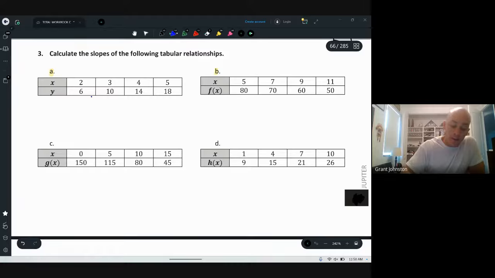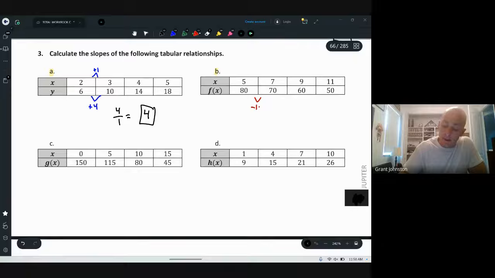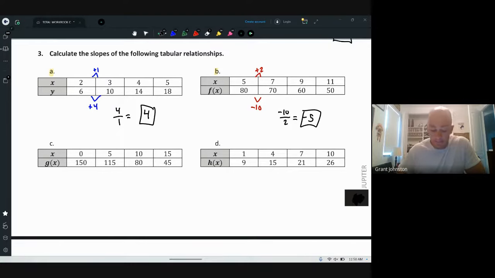So the rise looks like it's going up 4, and this is going just by 1s. So the slope would be the rise divided by the run. 4 divided by 1 is 4. The slope here would be, it's going down 10, and this is going by 2s. So rise divided by run, -5 is our slope. That's pretty much all there is to it. Rise divided by run finds you your slope.